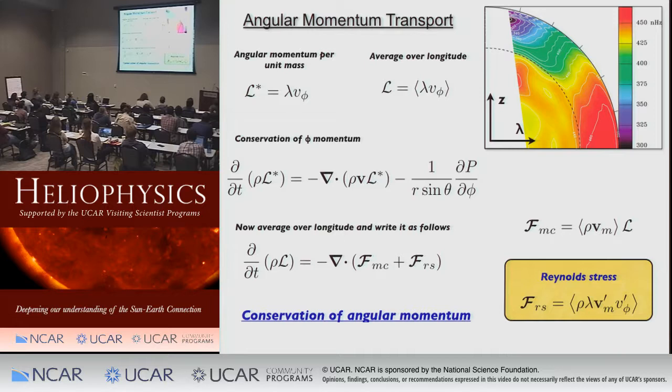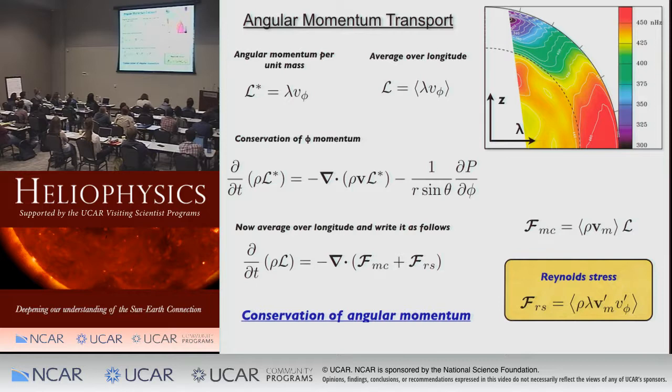So now we average this over longitude, and we can write it like this: d by dt of rho times L is equal to the divergence of a flux carried by the meridional circulation. So this is angular momentum flux moved around by the meridional flow. And then there's this extra term called the Reynolds stress. The flux F_MC is equal to the mean mass flux, rho V_m averaged over longitude. So this is that meridional flow that I was talking about, or meridional circulation. This L is the mean specific angular momentum. And so that's that term there.